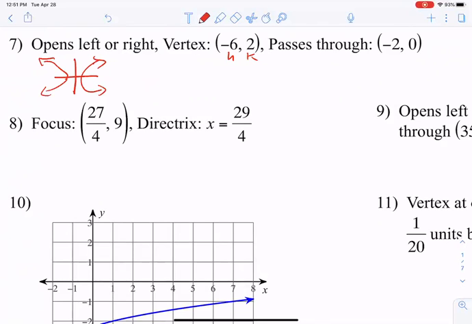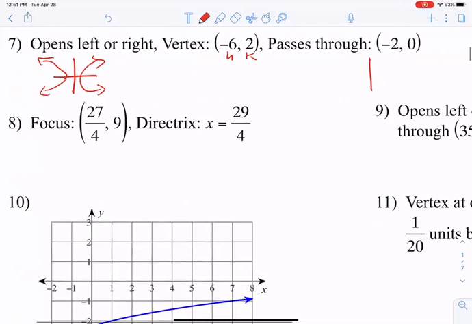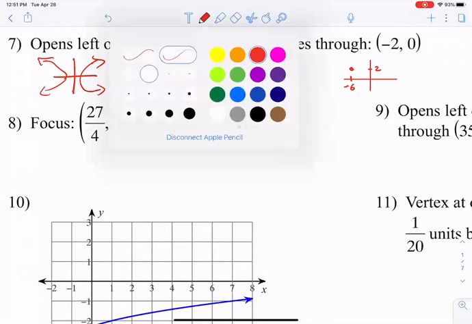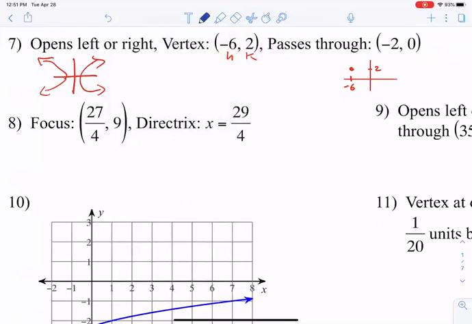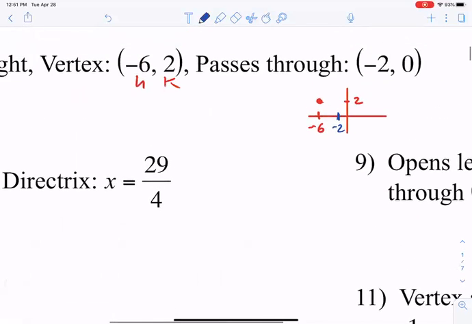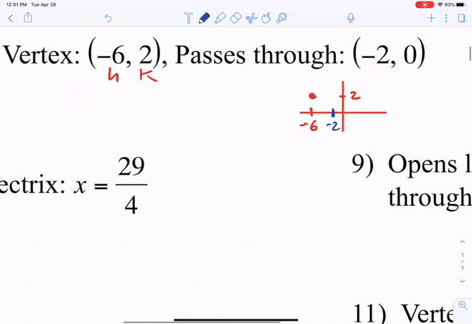But I know one thing. They give me this vertex here that they're saying is -6, 2. So that's here somewhere. And now they're saying that the other point is at -2. So that's here somewhere. -2, let me make this bigger. -2, 0. So that's here. So let me put that here in green. So that implies that we're going to the right.